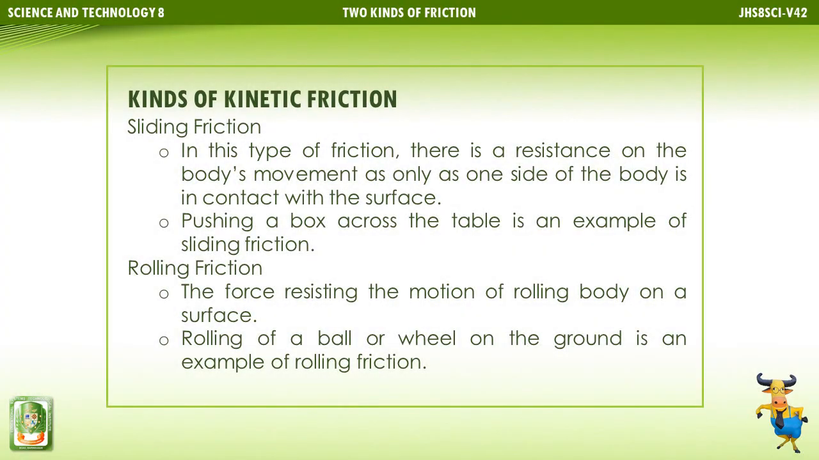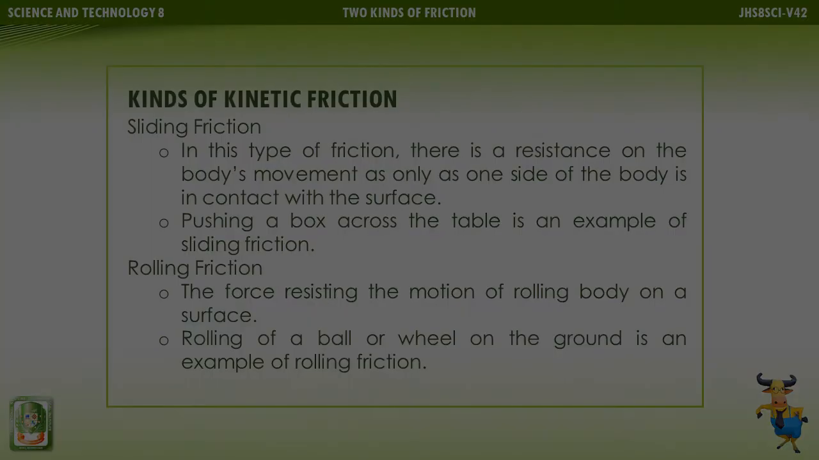Kinds of kinetic friction. Sliding friction. In this type of friction, there is a resistance on the body's movement as only one side of the body is in contact with the surface. Pushing a box across the table is an example of sliding friction. Rolling friction. The force resisting the motion of a rolling body on a surface. Rolling of a ball or wheel on the ground is an example of rolling friction.